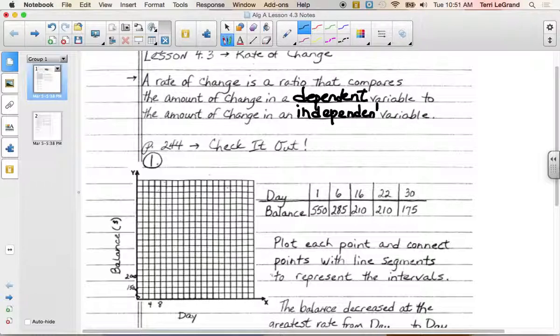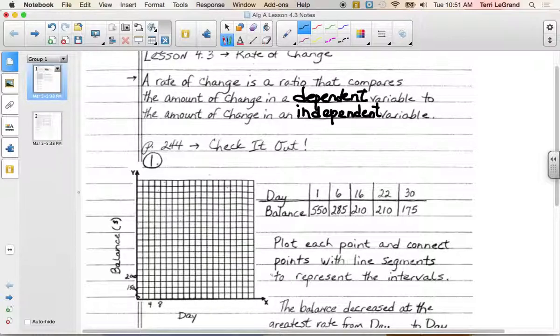So we're going to have to make some decisions. Which one, again, we've already done this back in chapter 3. We're going to have to make a decision: which one should we consider to be the dependent variable and which one would be the independent variable? Now notice, this is really important that you keep this in mind. Dependent is going to be upstairs in our rate of change. Independent is going to be downstairs.